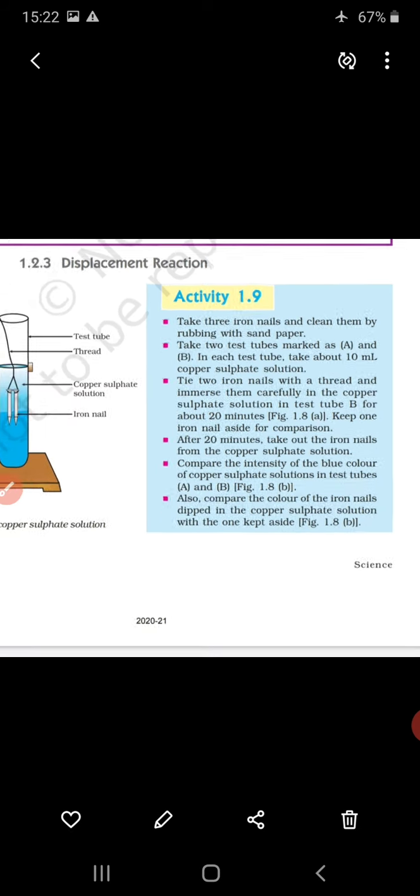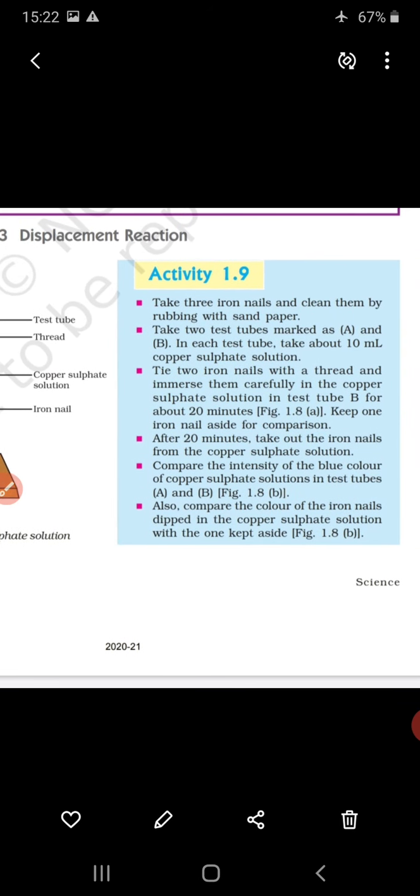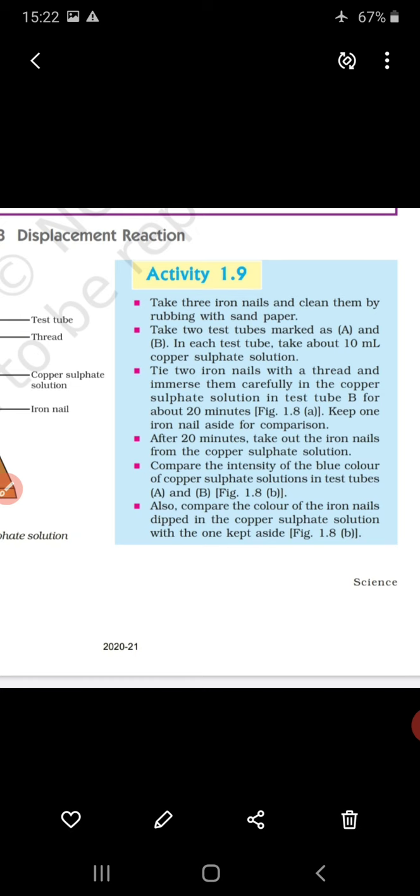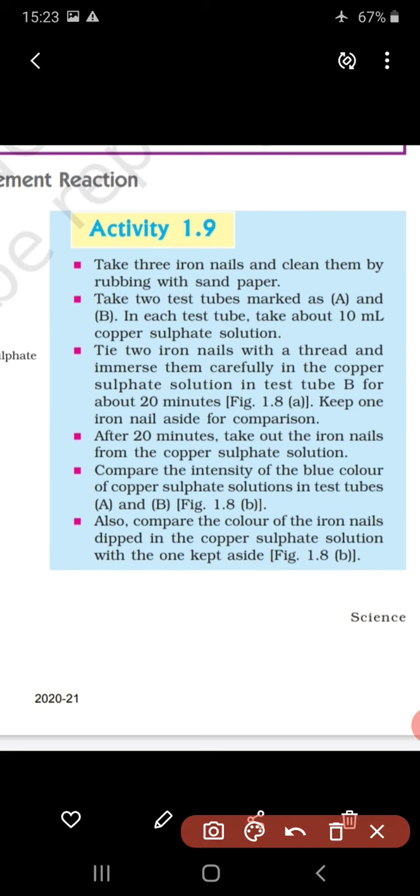Okay. Now, for better understanding, we will discuss one activity. So, take 3 iron nails and clean them by rubbing with sandpaper. Now, take 2 test tubes, and mark them as test tube A and test tube B. Add 10 ml of the copper sulfate solution into that test tube.